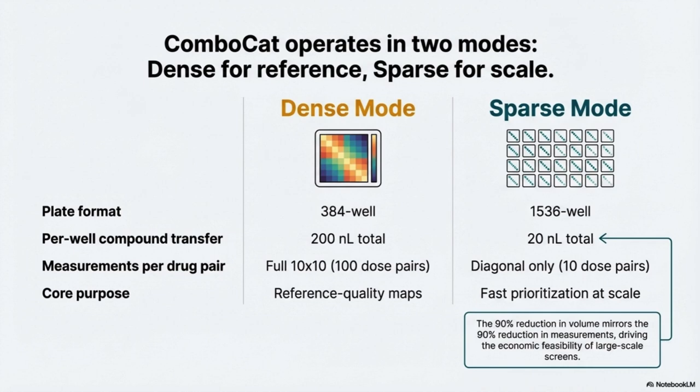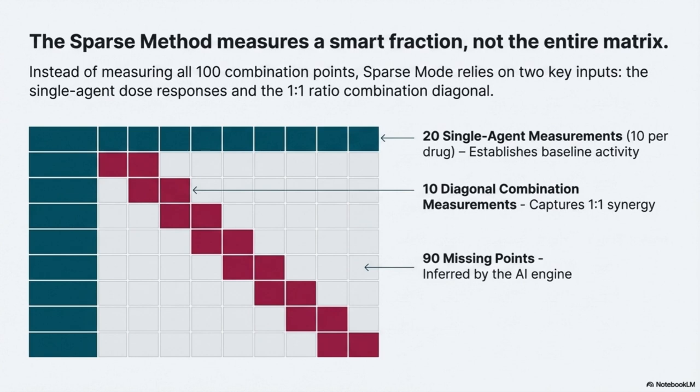Which brings us to the big skeptical question. How can you just skip 90% of the data and not completely sacrifice the result? I mean, if a drug combination has some weird non-linear synergy at dose 3 of drug A and dose 8 of drug B, won't you just miss it entirely? That's the core challenge, and the answer is this combination of smart experimental design and supervised modeling. So to predict that full 10 by 10 matrix, sparse mode only measures two things. First, you have to measure the single-agent dose responses, so how each drug works on its own across 10 doses.